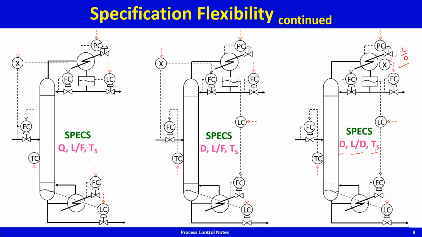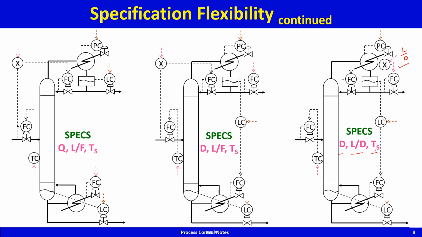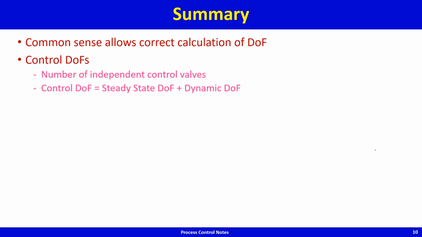So again, the point is, what you specify implicit in that is a control structure. So in summary, I hope you are now convinced that just by applying common sense, what am I free to change, if it is applied correctly, you can very easily calculate the degrees of freedom of a process. Control degrees of freedom is the number of independent control valves. It's also equal to steady state degrees of freedom and dynamic degrees of freedom.